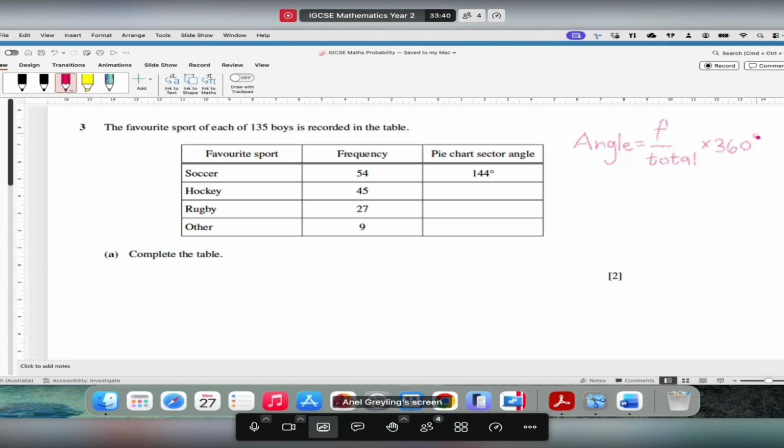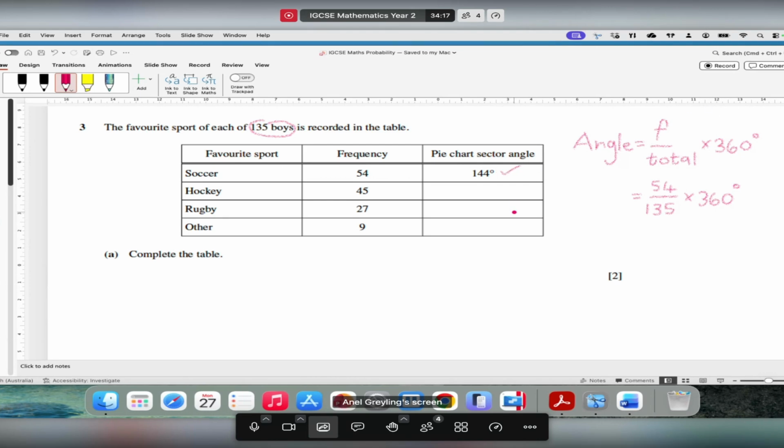For example, let's test this first one. 54 divided by 135. How do we know the total is 135? It's given to us in the question. Times 360 degrees. Let's just double check, 54 over 135 multiplied by 360 degrees gives us 144.